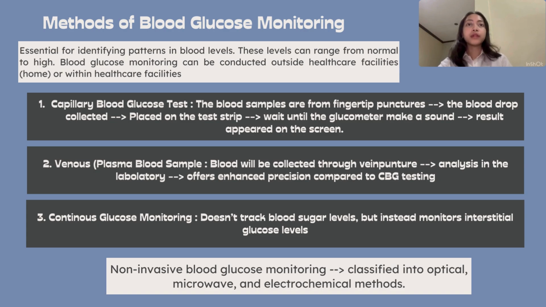Non-invasive blood glucose monitoring involves the detection and measuring of glucose in humans without causing harm to their tissue. There are several methods for non-invasive blood glucose detection, which can be broadly classified into optical, microwave, and electrochemical methods.